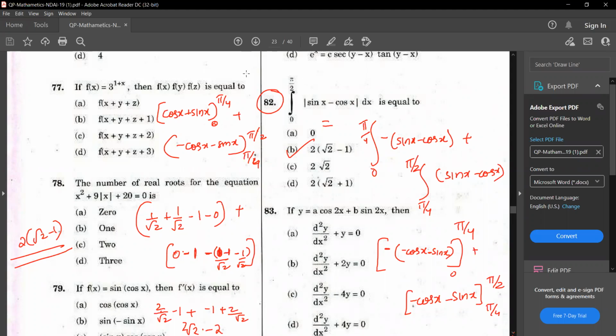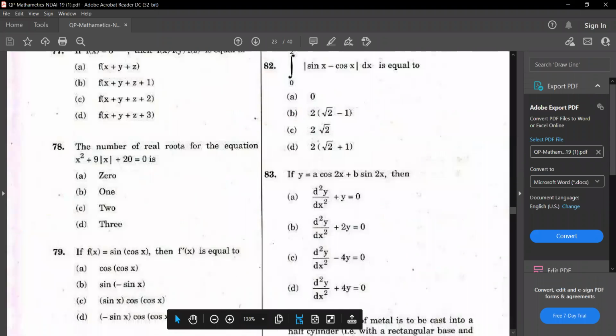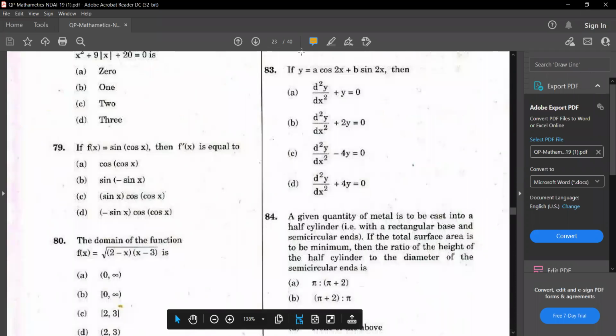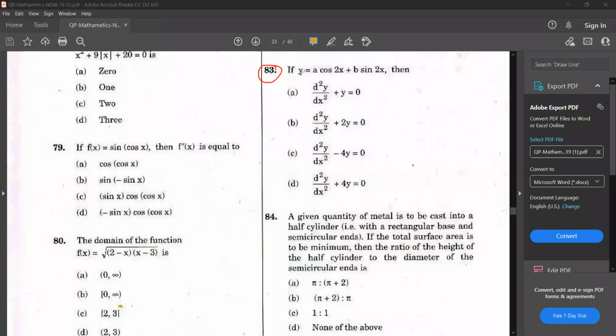Okay, now let's go to the next question. Question number 83. If y is equal to a cos 2x plus b sin 2x, then see A, B, C, D options, which is correct, you have to choose. So they have given y is equal to a cos 2x plus b sin 2x. All of you do that, and once you get the answer, comment your answers too.